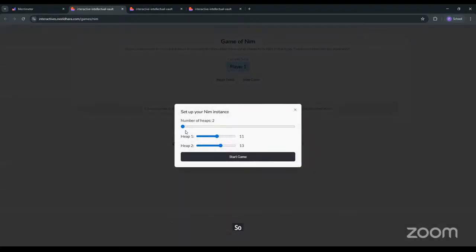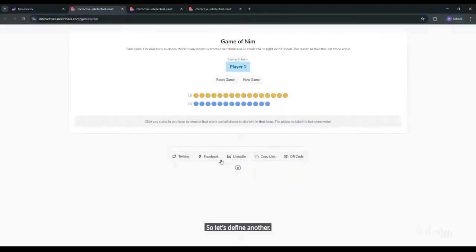So let's define another, say 16 and 13. Can you tell, if both the players play ideally with a strategy in this position, who will win the game? Player 1 or player 2?